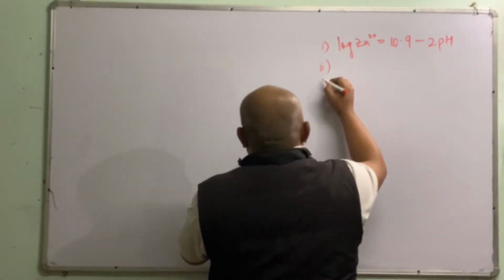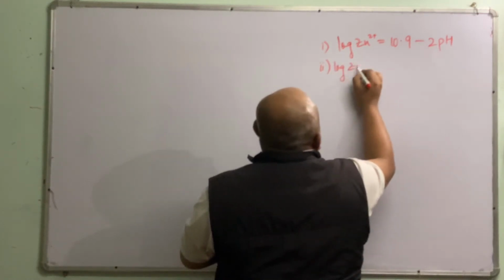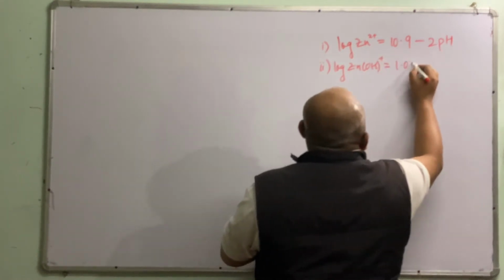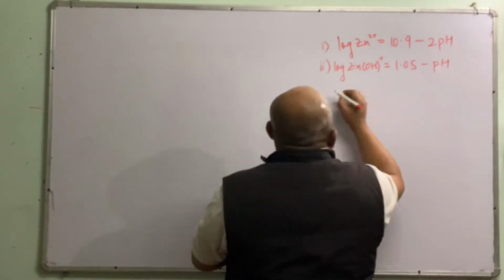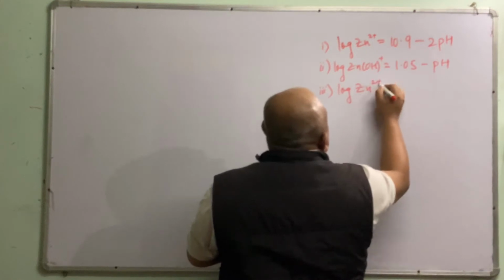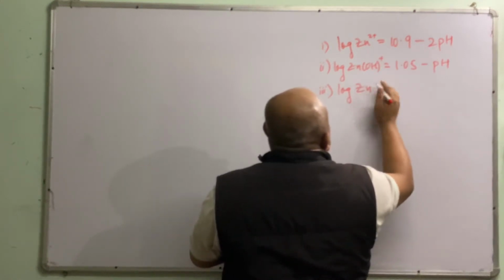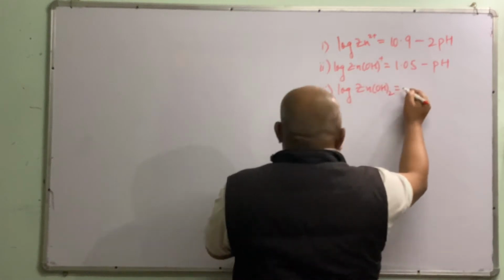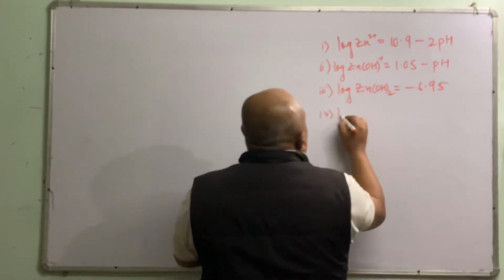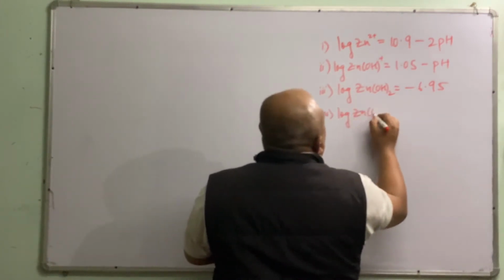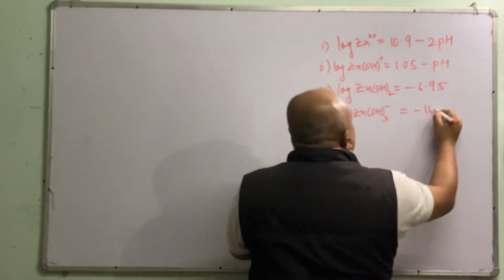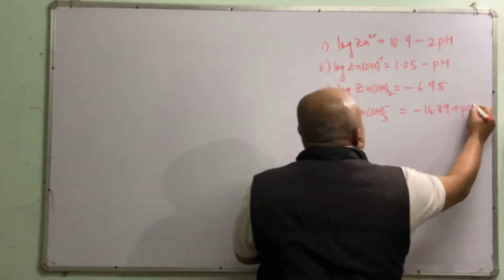Number 2, log of ZnOH+ is 1.05 minus pH. Number 3, log of Zn(OH)2 is equal to minus 6.95. Number 4, log of Zn(OH)3- is equal to minus 16.89 plus pH.